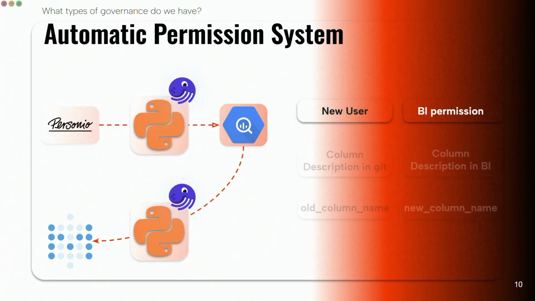Permission system. As I said, we have many sources. One of them is Personio. Personio is our HR system. We don't get much data from it. We just get the name of the person, the email, the team, and the position, and if they are active or not as well. And then we sync this through BigQuery. And from BigQuery, we have another system, also in Python, that links this permission to Metabase, and then Metabase is updated automatically according to the new information that we get from Personio.